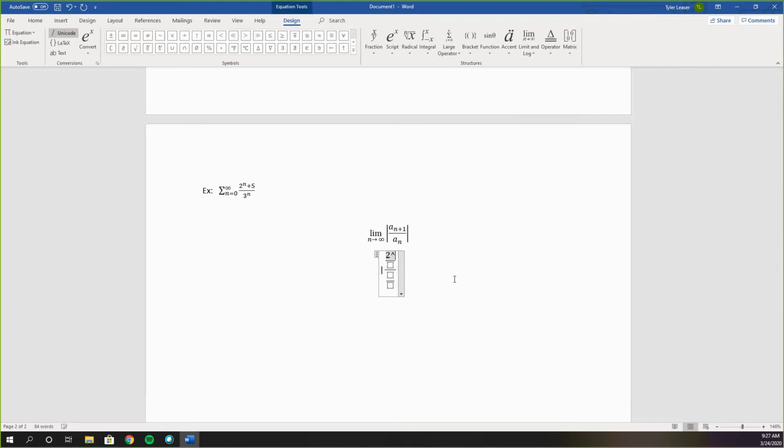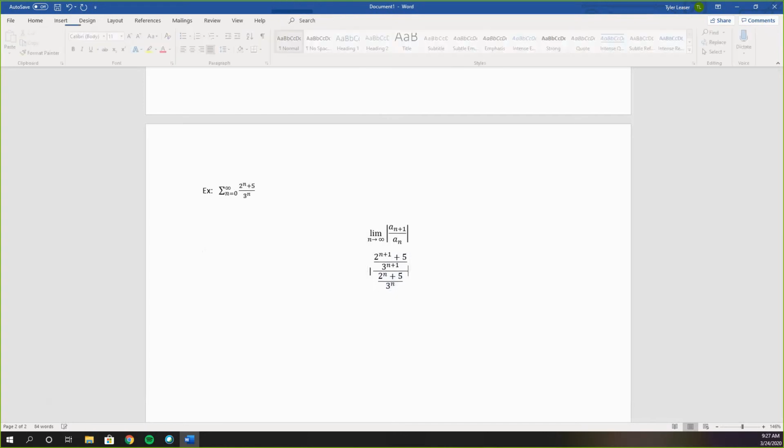So here we go. Now we're plugging in n plus 1 into my sequence terms, basically just replacing my n's with n plus 1. So 2 to the n plus 1 plus 5, all divided by 3 to the n plus 1. That's my n plus 1 term, and I'm going to divide that by just the nth term, which is just copying the sequence as is: 2 to the n plus 5, all divided by 3 to the n. And just to close off the absolute value here.